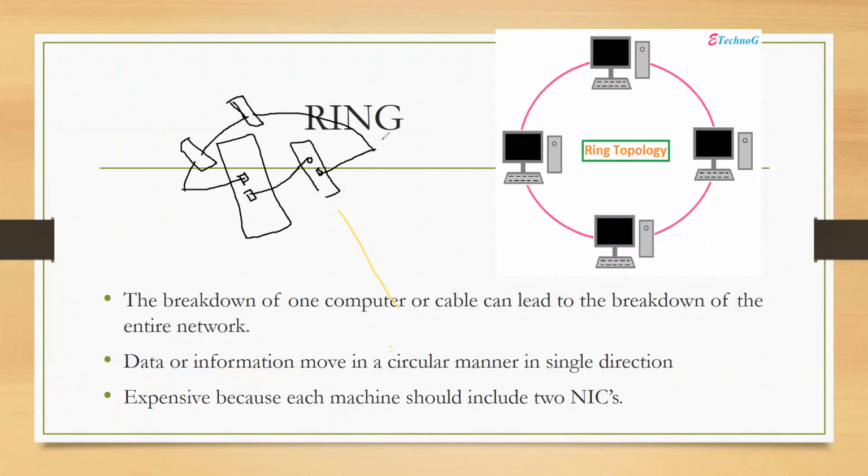And what else? When one machine breaks down, what will happen? Amaya, when one machine breaks down, is it the entire network or part of the network that is affected? Yes, the entire network. Normally if it breaks down, then the whole network goes down. So that is one of the disadvantages. Data or information moves in a circular manner in a single direction.